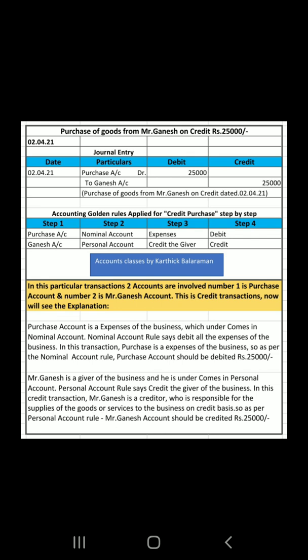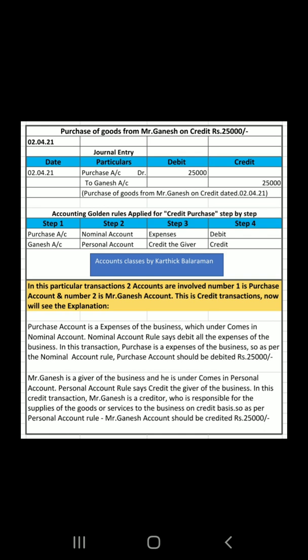Okay. Now we'll see why Mr. Ganesh account is credited. Because Mr. Ganesh is a giver of the business, and he comes under personal account. What does the personal account rule say? Credit the giver of the business.